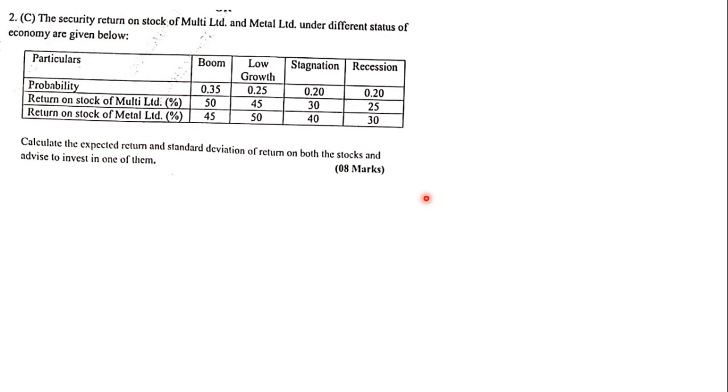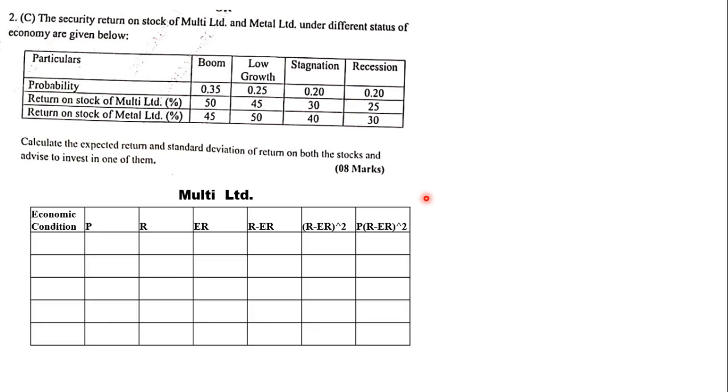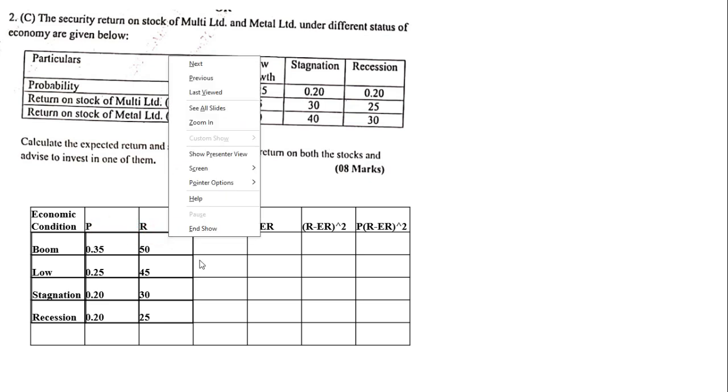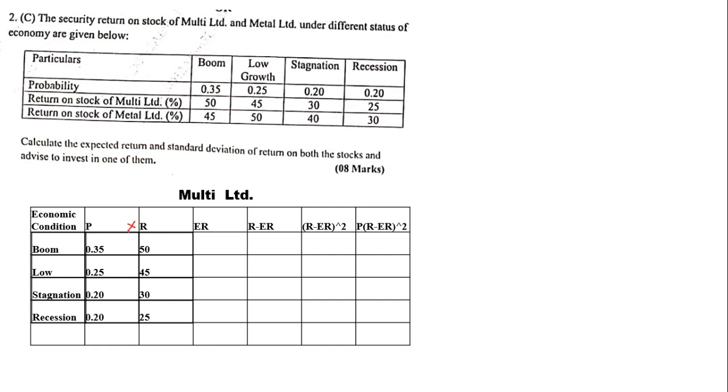So first we'll make the table for Multi Limited. The columns will be economic condition, in which we note down the boom period, the low growth, stagnation and recession. Second is P, that is probabilities: 0.35, 0.25, 0.20 and 0.20. Returns of Multi, that is 50, 45, 30 and 25. The next column will be expected return, that is nothing but P multiplied by R. So when you multiply P into R, we get the expected return. So 50 into 0.35, 45 into 0.25, 30 into 0.2 and 25 into 0.2.